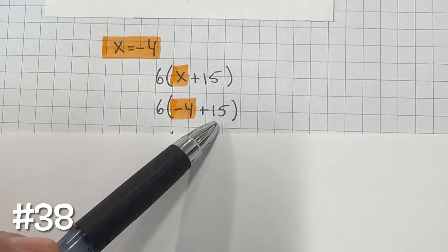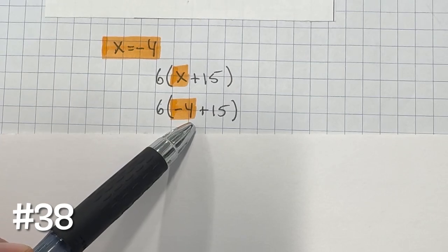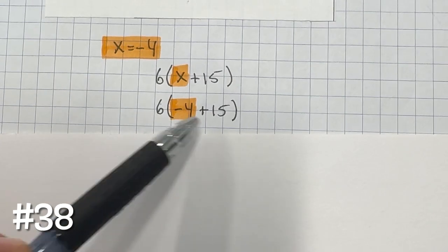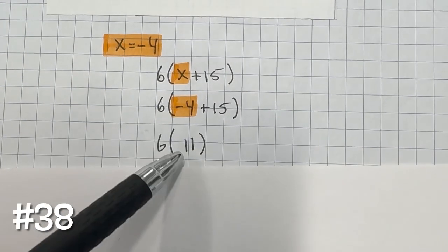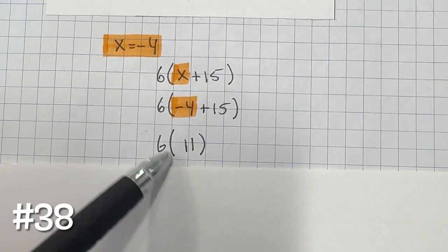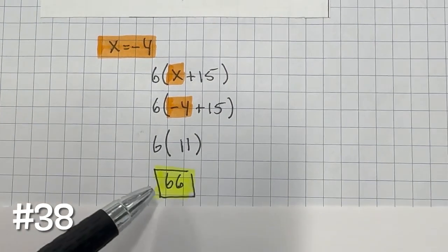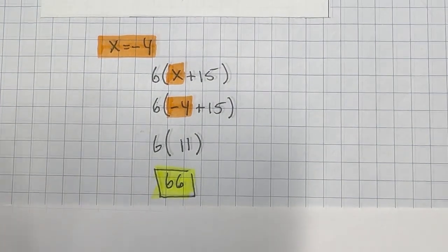So I have more positives than negatives, so I know the sum of these is going to be positive. When the signs are opposite, you subtract. So 15 minus 4 equals 11. Now I do multiplication. When you have a number smashed up against a parenthesis, that means multiplication. So 6 multiplied by 11 is 66.